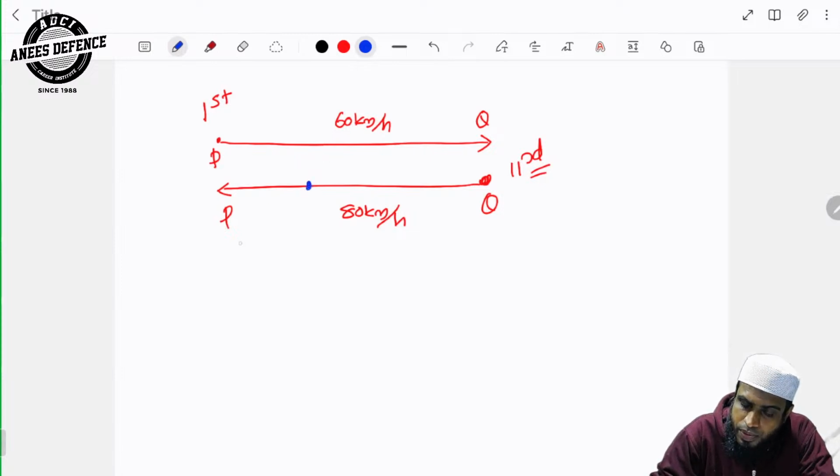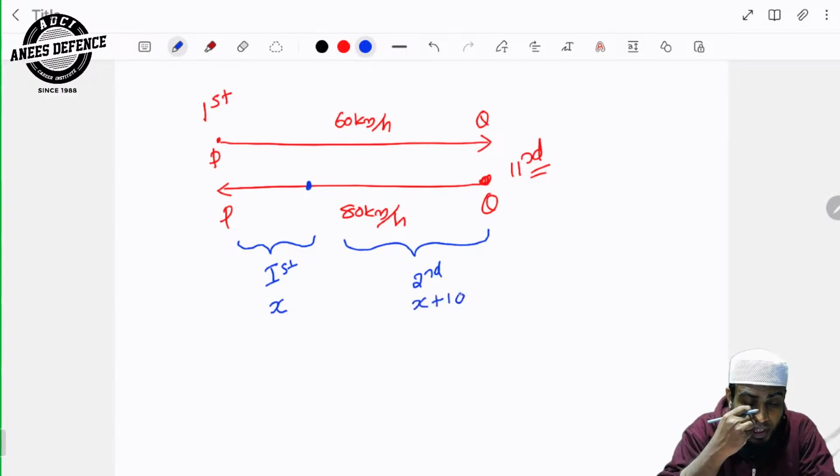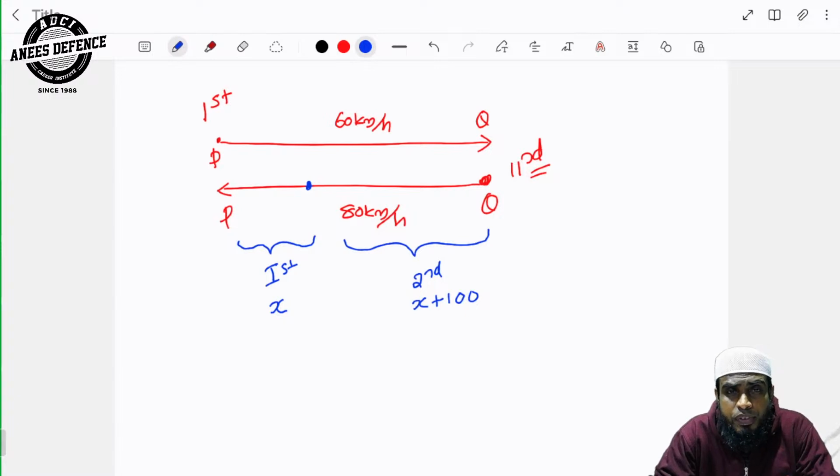So, this is the distance traveled by the first person, and this is the distance traveled by the second person. Distance traveled by the first person is x, and the distance traveled by the second person is x plus 100. That is the data given. You have to calculate the distance between the points P and Q.